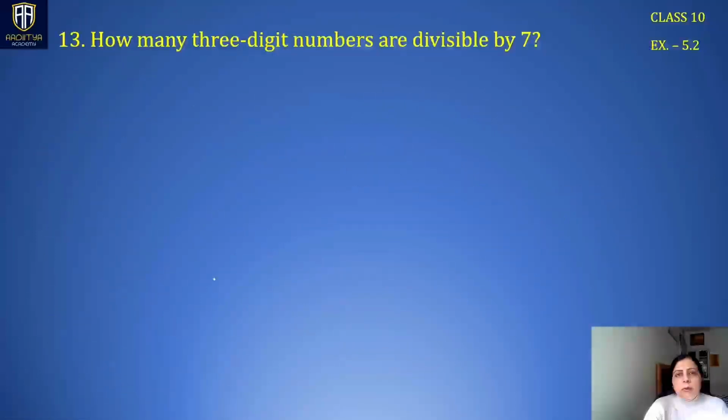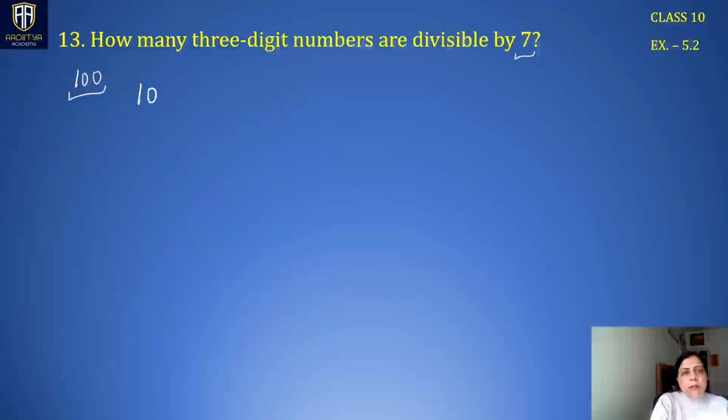How many 3-digit numbers are divisible by 7? Okay, now we have first to make an AP and then answer this question. How many 3-digit numbers are divisible by 7? That means you have to form a sequence of 3-digit numbers, moreover, you have to look for the multiples of 7. So we know that 3-digit numbers start with 100. But 100 is not a multiple of 7. So you have to look for the first 3-digit number which is a multiple of 7.